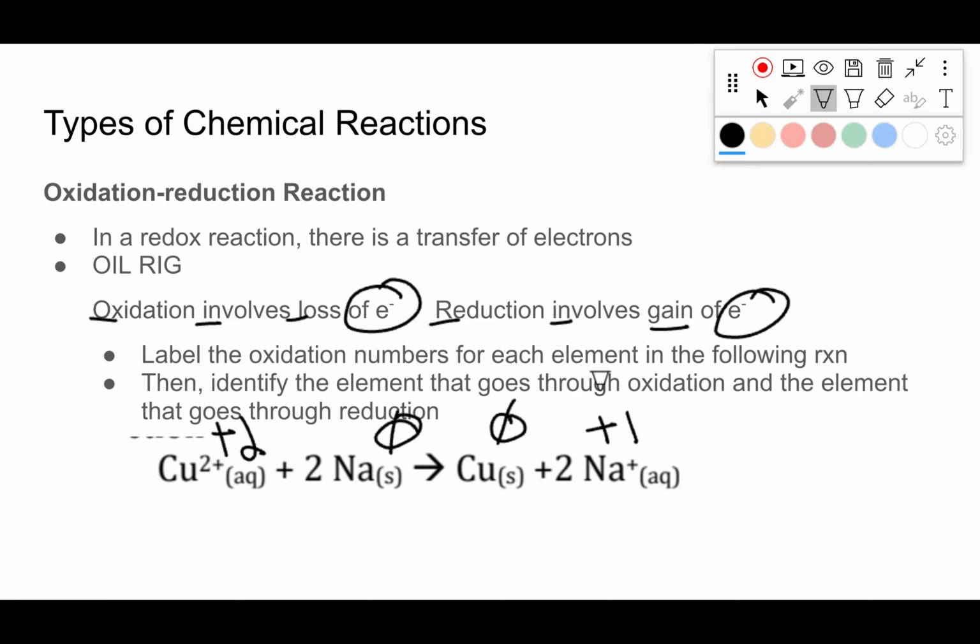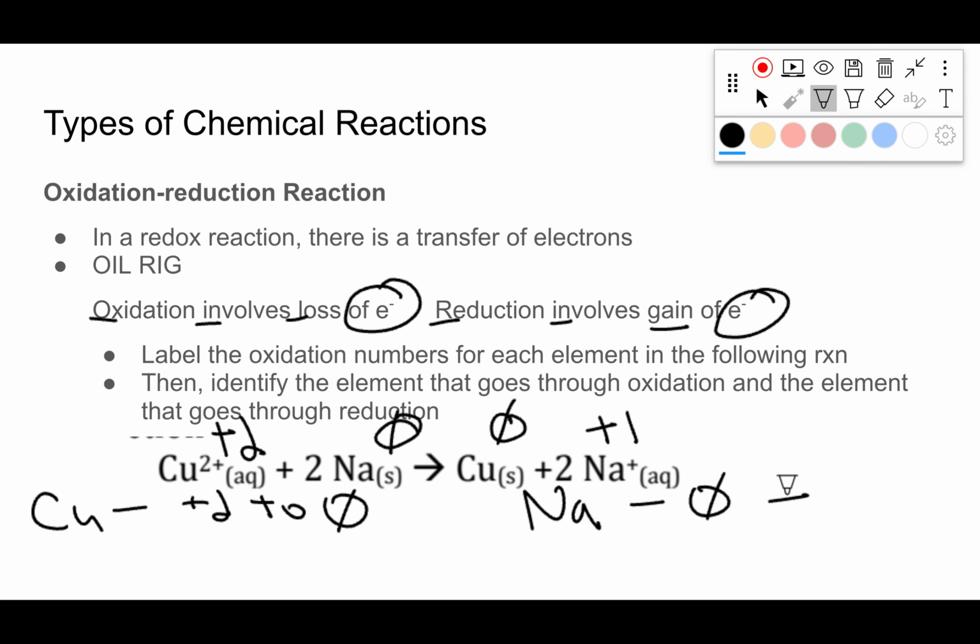Once I know these oxidation numbers, then I can use my OIL RIG to figure out what's going on. I recommend my students, when they first start out doing this, to write it out like this to help them see what's going on. So I would say Cu starts as a positive 2, and it goes to a 0. And then Na starts out as a 0, and then it goes to a positive 1. Okay?